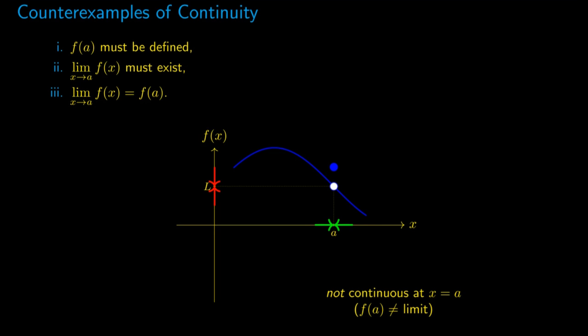We'll consider another one. In this case, we still have a hole on the function at x equals a, but our function value is defined. It's just above L. But notice that the limit as x approaches a of f of x is L, but our f of a value is not L. So we actually are not abiding by the third property, that the limit as x approaches a of f of x is equal to f of a. So in this case, this function is also not continuous at the point x equals a.